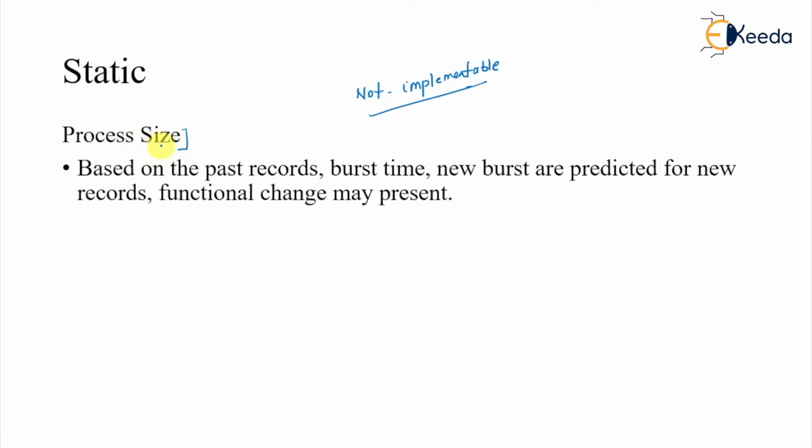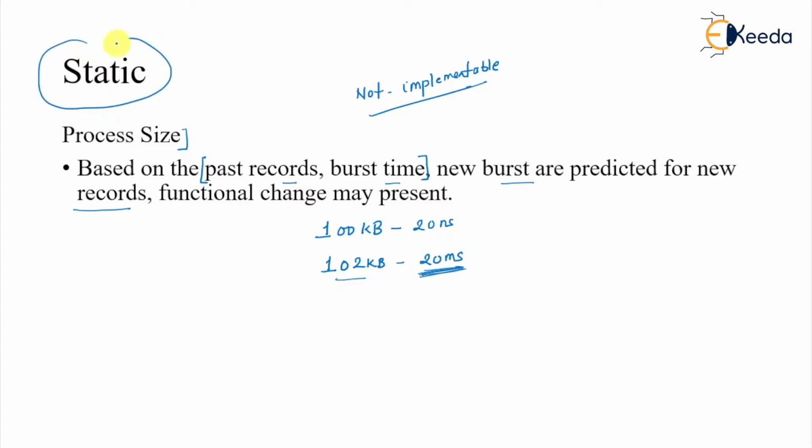One method is based on the process size and the past recorded burst time; new bursts are predicted for the new records. If the previous 100 kilobyte process ran for, let's say, 20 milliseconds, and a new process arrives with a size of 102 kilobytes, or maybe a bit more, we predict that this will also run for 20 milliseconds. So the past record and the process size determine the predicted burst time for the new process. This is a static method, meaning we don't consider anything else in predicting, only the process size.